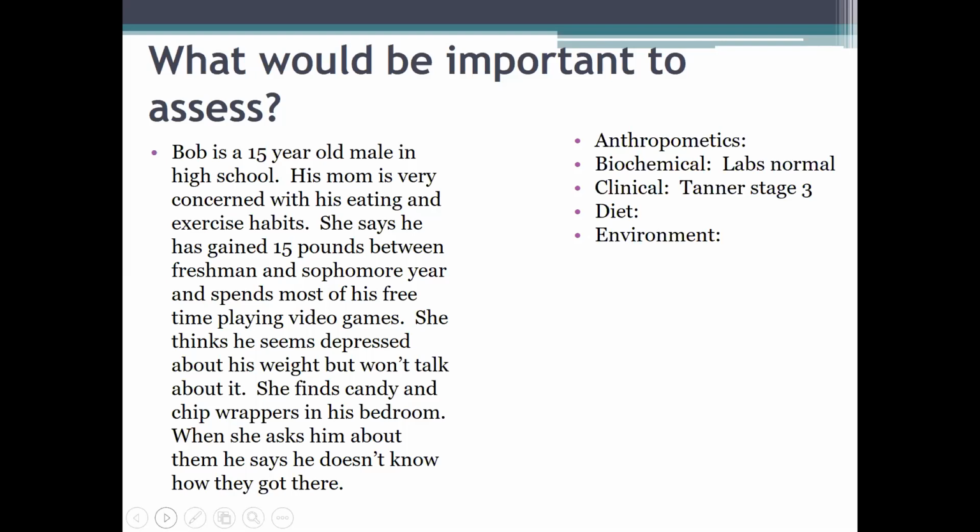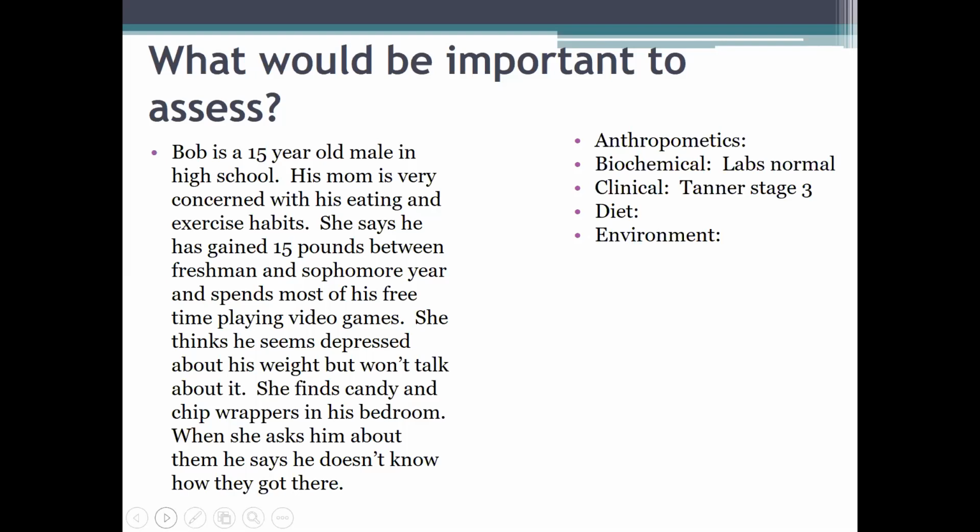So when I saw Bob many years ago, he was a 15-year-old male in high school. His mom was very concerned with his eating and exercise habits. She says he had gained 15 pounds between freshman and sophomore year and spent his free time playing video games. She thought he seemed depressed, but he won't talk about it. She found candy and chip wrappers in his bedroom, and he kind of played dumb about the whole thing. He didn't know how they got there, even though it was pretty obvious that he was purchasing some junk food and eating it in secret.